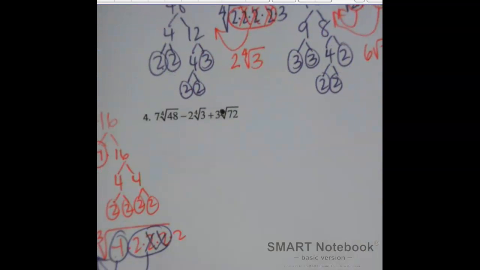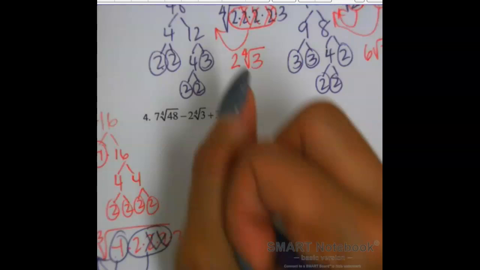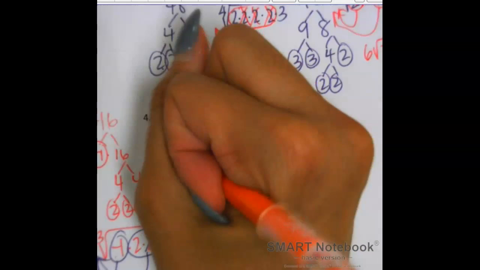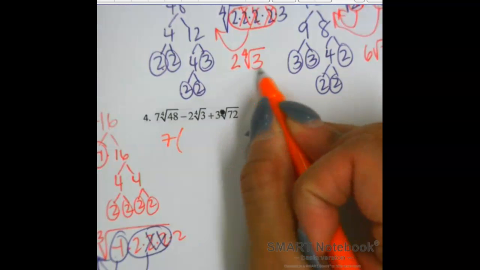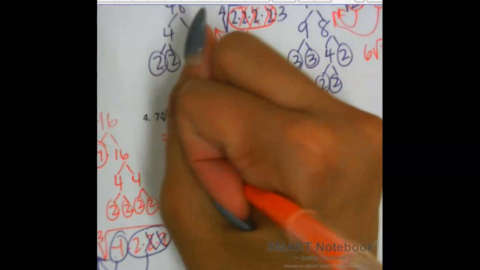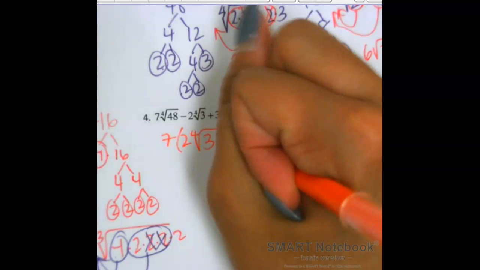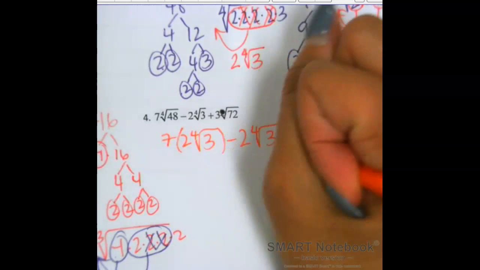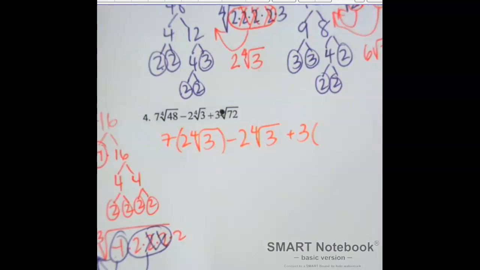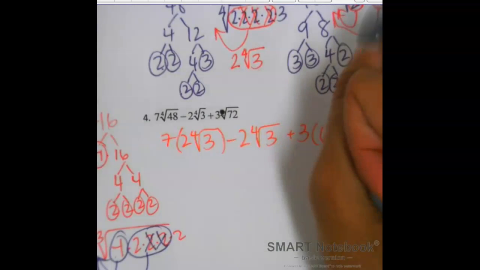Down here, I'm going to replace everything I have. So we're going to have, let me write this in orange, 7 times the 4th root of 48, which is this. So we're going to write this as 2 4th root of 3. Minus 2 4th root of 3. Plus 3 times the square root of 72, which is 6 square root of 2.